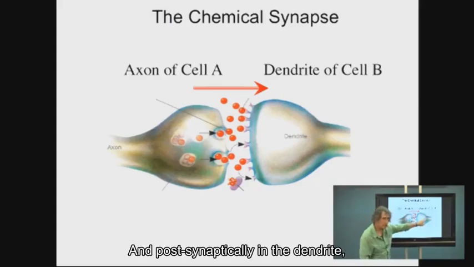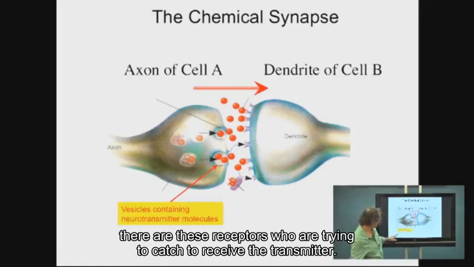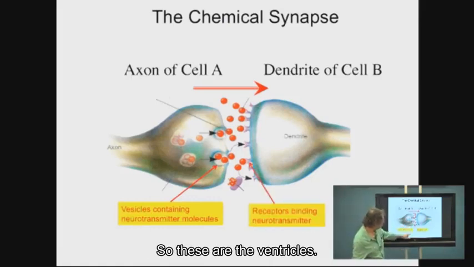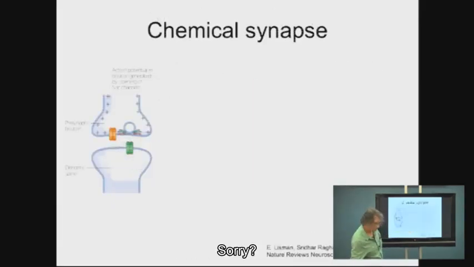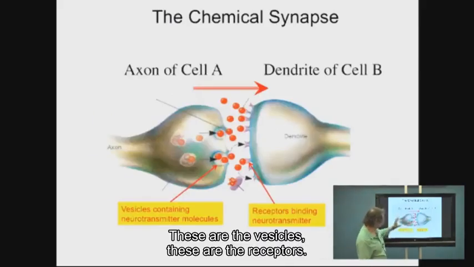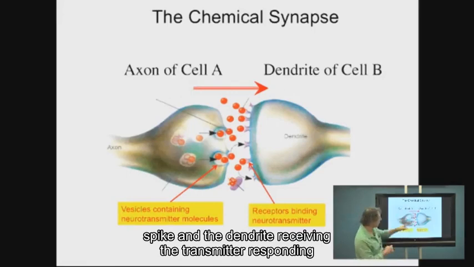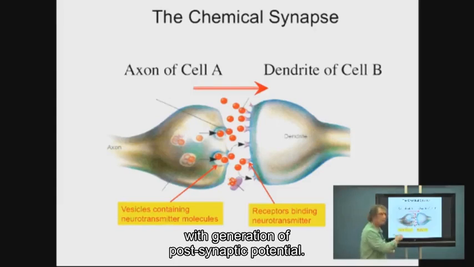And postsynaptically, in the dendrite, there are these receptors who are trying to catch, to receive the transmitter. So these are the vesicles. These are the receptors. And the synapse, as I said, is a transmission line between the axon firing spike and the dendrite receiving the transmitter, responding with generation of postsynaptic potential.